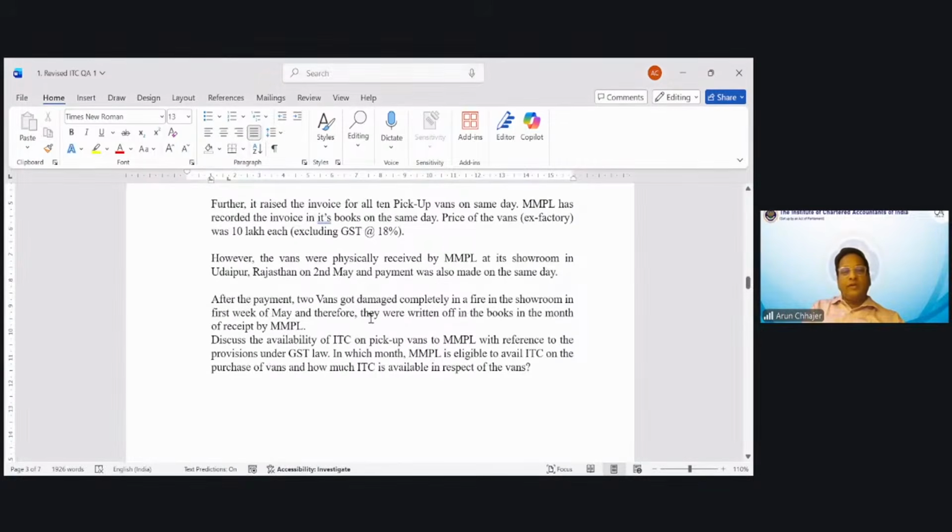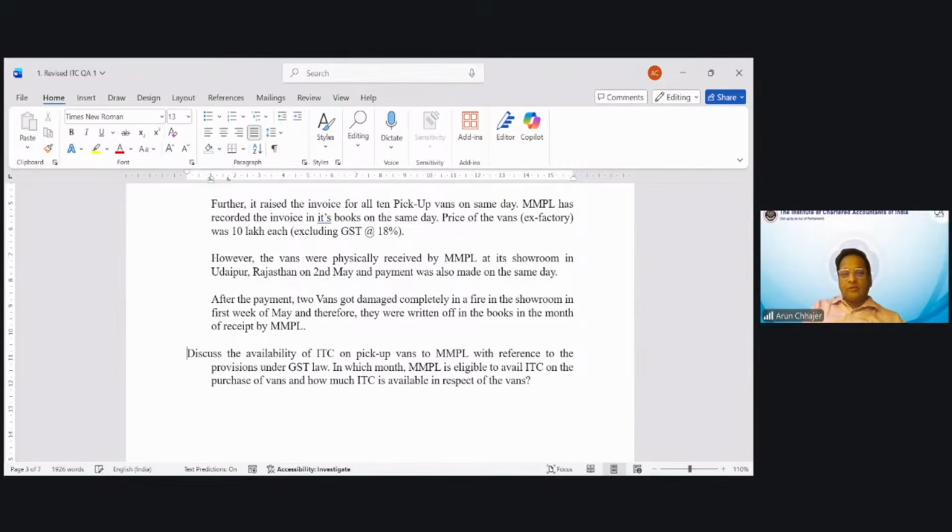after the payment, two vans got damaged in fire in the first week of May, and therefore they were written off in the books of accounts. क्या करना है इसका? What we need to do? The ITC which has been claimed, इस portion का क्या करना है हमें? What we need to do?